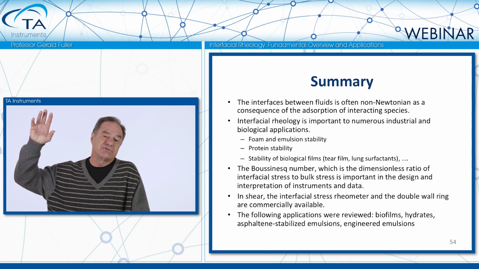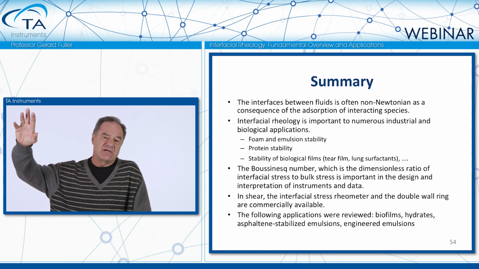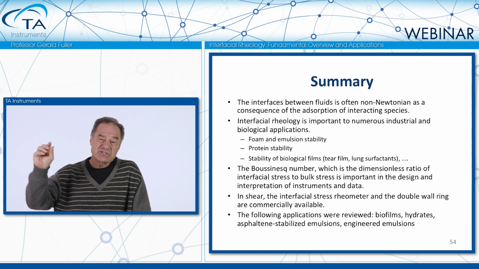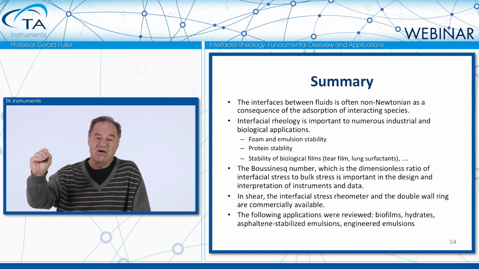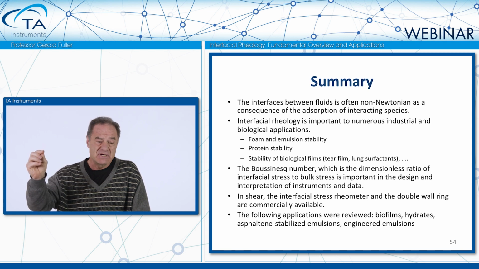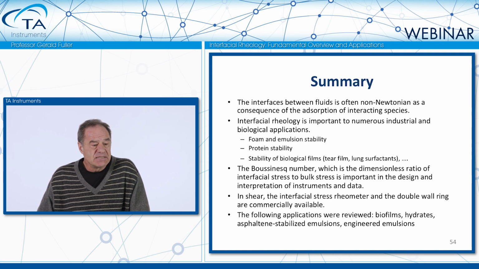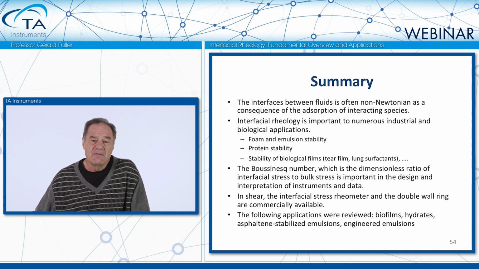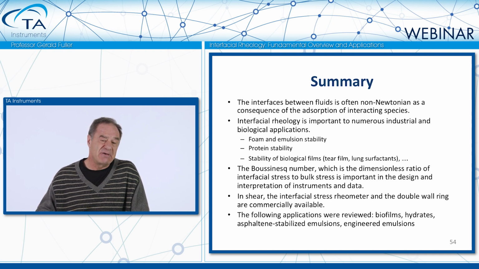The Boussinesq number is important to understand. Remember, that's the ratio of surface-related stresses to bulk-related stresses. It's controlled by the mechanical size of what's causing the interface. And the beauty of the double wall ring is you have a very slender ring, so you get larger Boussinesq numbers than are possible with other designs. And this allows you to convert your commercial rotational rheometer.